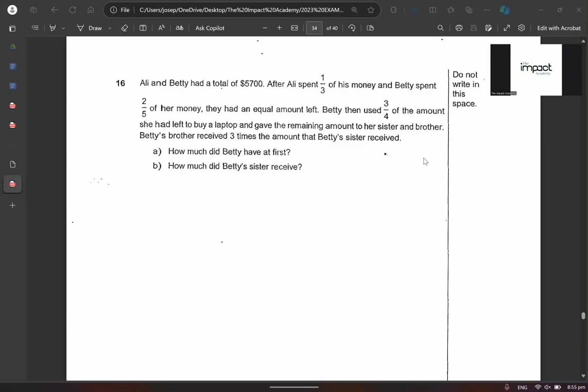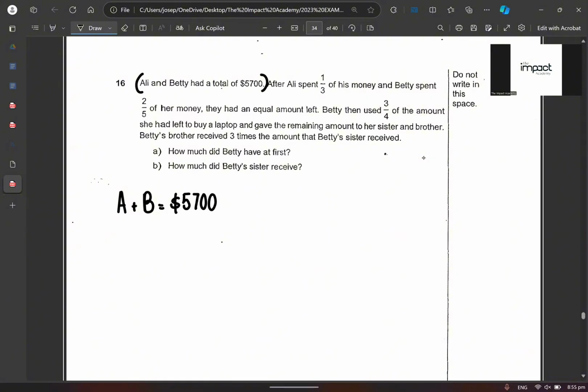Now, over here, as you can see, Ari and Betty had a total of how much? 5,700. Now, the first thing we want to do is write down A plus B equals 5,700. Okay, that is the first thing that you want to do. Am I making sense?